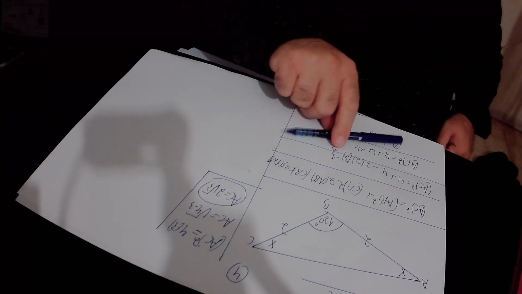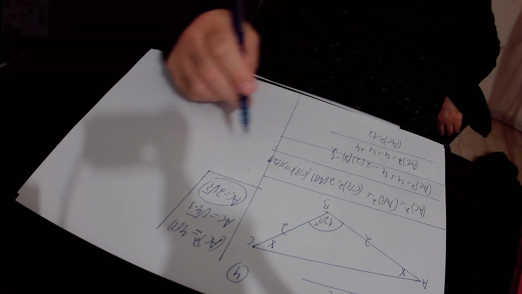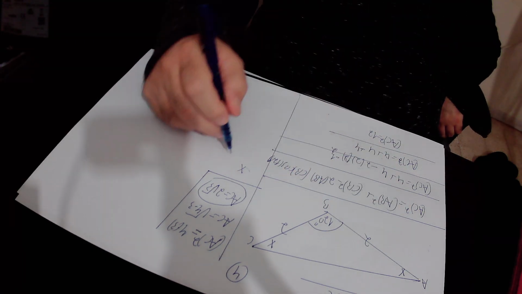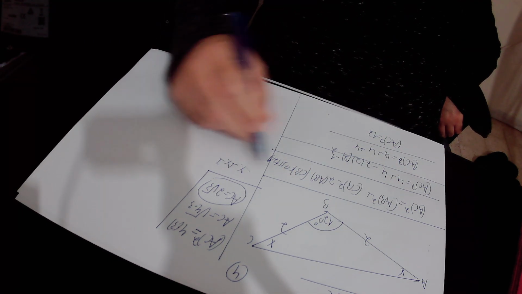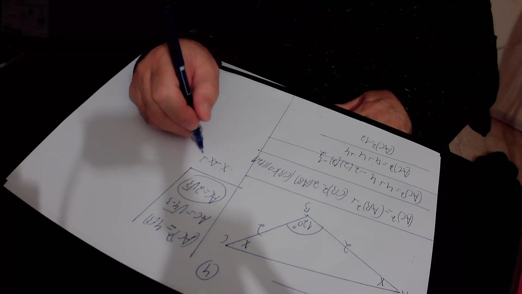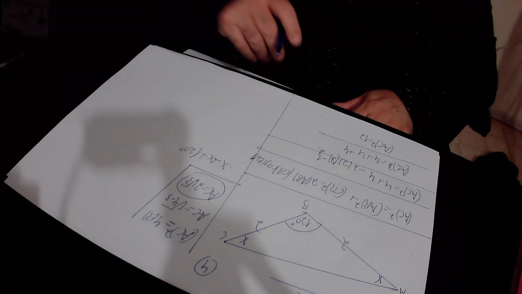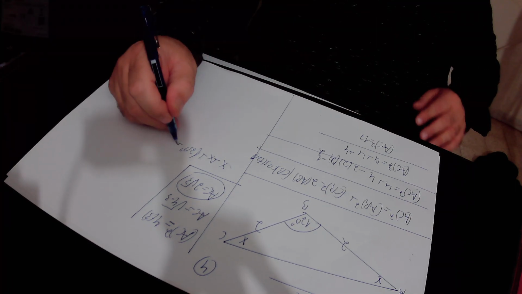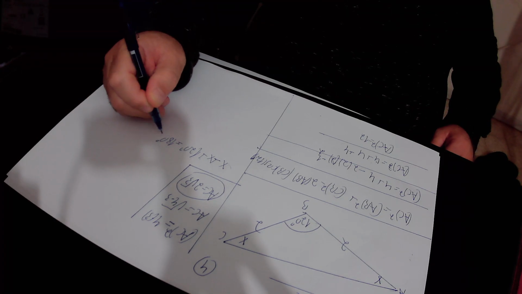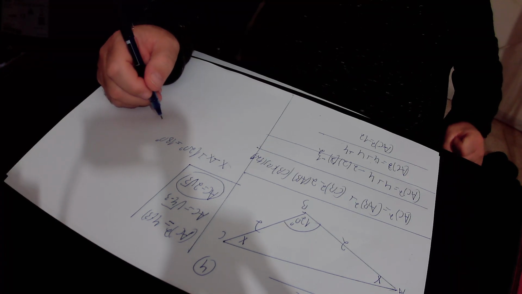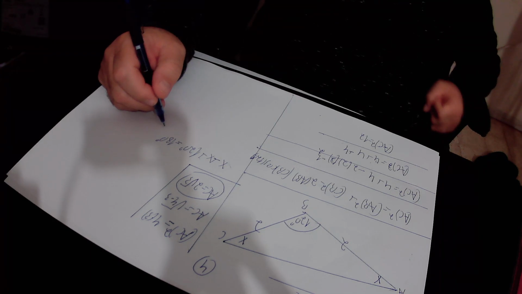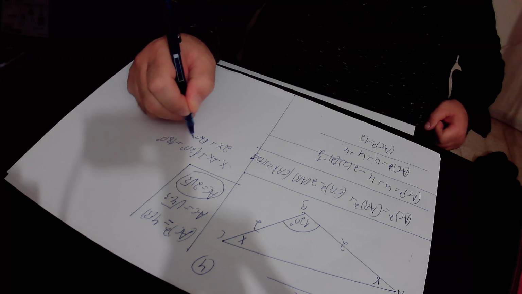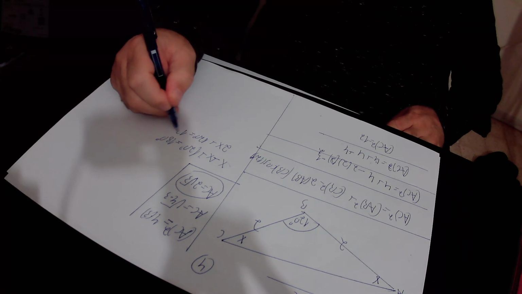So which angles do we have in triangle ABC? We have this angle that is equal to x, plus this angle that is also equal to x, plus this angle that is equal to 120 degrees. In total, the sum of those three angles must be equal to 180 degrees. According to the rule, the sum of the angles in any triangle is equal to 180 degrees. So x plus x is 2x. 2x plus 120 degrees is equal to 180 degrees.